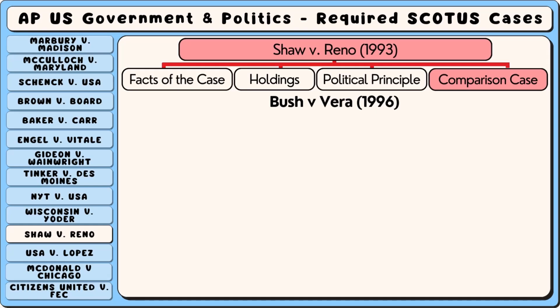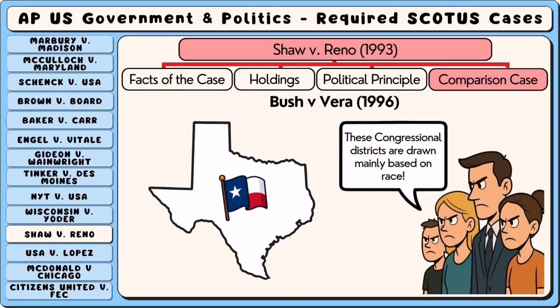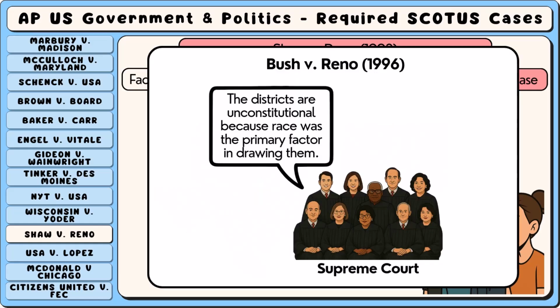This case was very similar to Shaw versus Reno. Essentially, a group of voters claimed that Texas drew congressional districts mainly based on race. The Supreme Court agreed and held that the districts were unconstitutional because race had been the primary factor in drawing them, and the state did not have a strong enough reason to justify that decision.